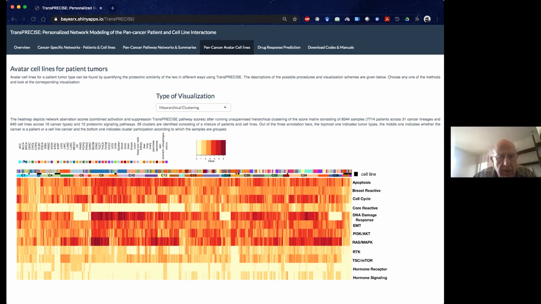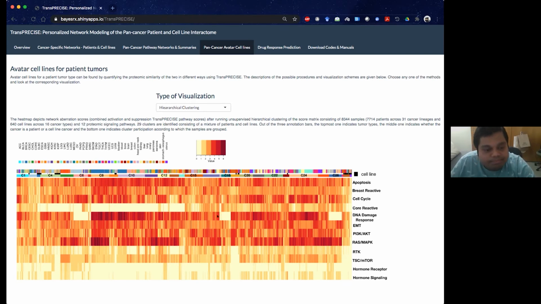So these numbered clusters are not by anatomy. These are by pathways. These are just by the pathway scores that we have identified. So when we are running the clustering, no information about where the samples come from goes into it. It's completely unsupervised.